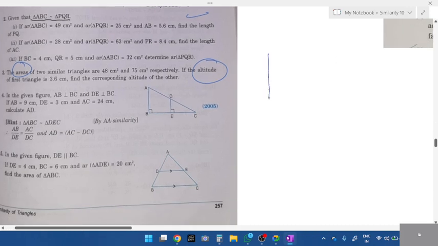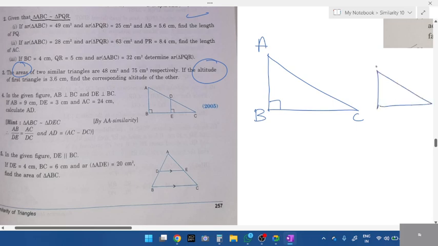2005, students. How many right angle triangles are given? How many right angle triangles here? Two right angle triangles. What are the two right angle triangles, students? ABC is one and the other one is DEC. First, what you have to prove? They have not asked us to prove, but still let us prove. Both are similar.